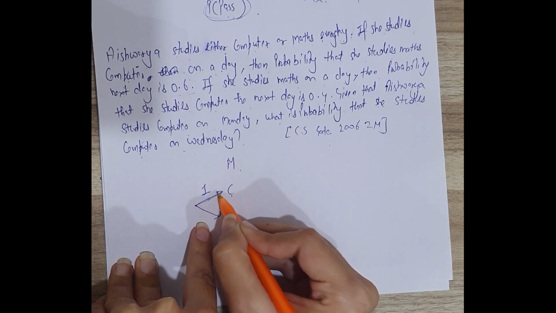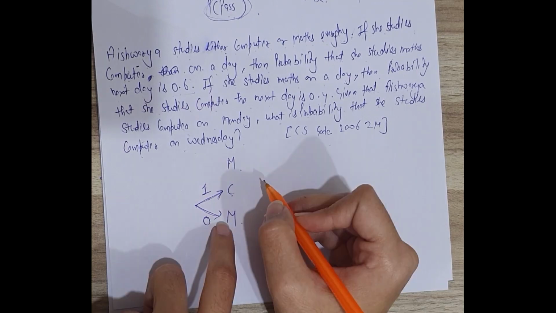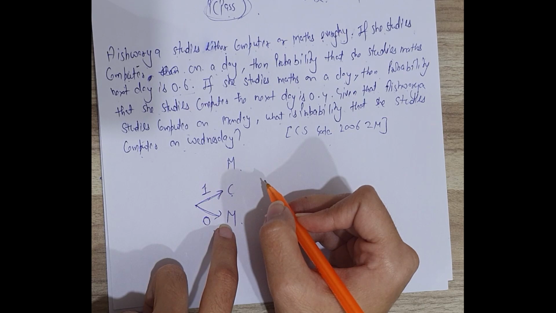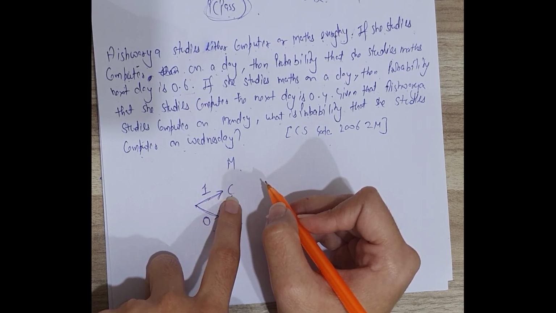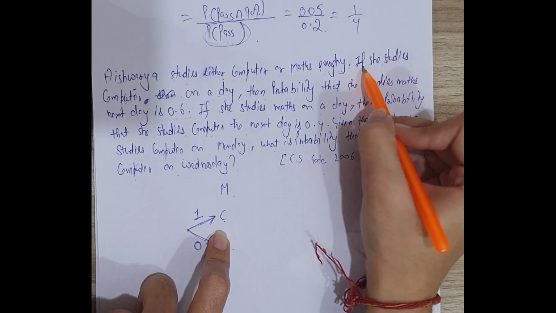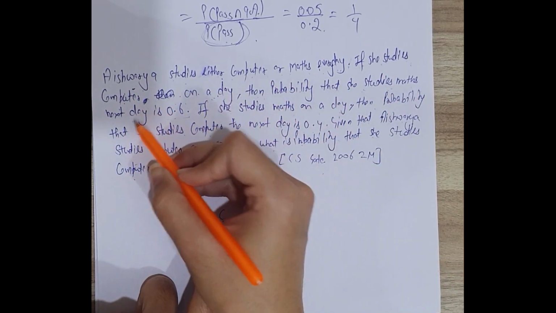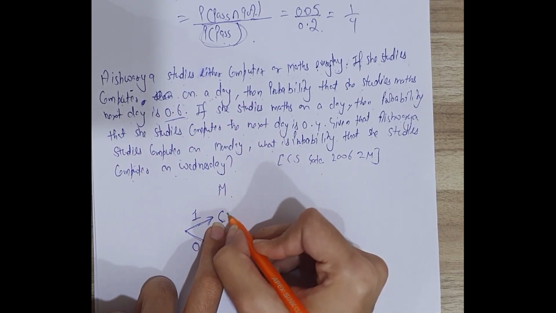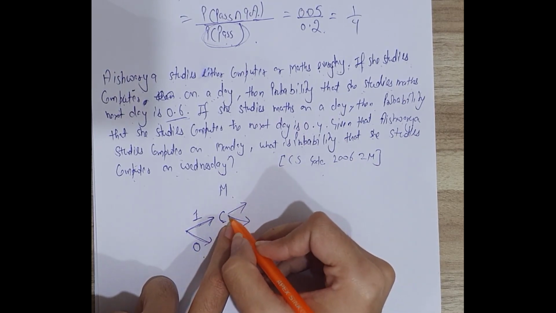So the probability of studying computer on Monday is 1 and studying maths is 0. I have written maths just for your understanding, to show you that she studies maths and computer every day. Now on Monday it's confirmed that she studies computer, so the probability of studying computer is 1 and maths is 0. If she studies computer on a day, then the probability that she studies maths the next day is 0.6.